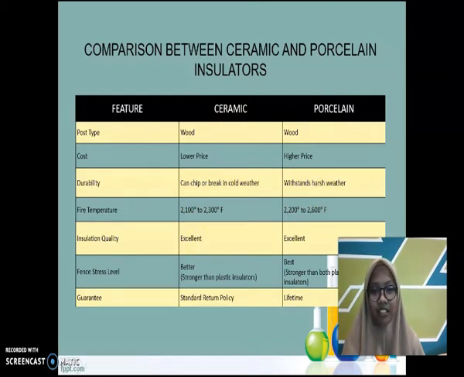be better than the other insulators such as plastic insulator, glass insulator, and wood insulator, but porcelain will be a better insulator than ceramic. That's all.